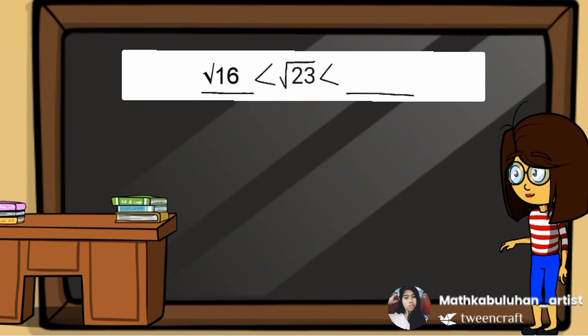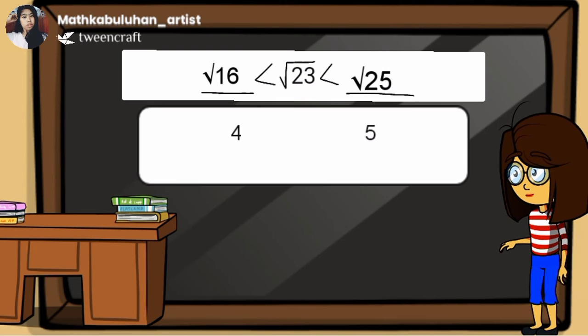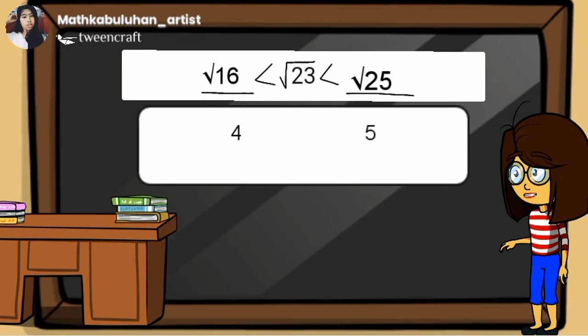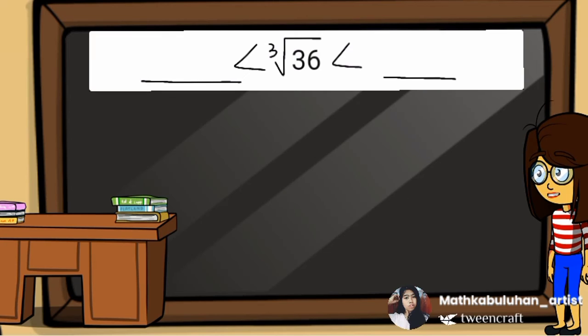And the second thing that we should do is to find the perfect square that is above 23. So what is the perfect square that is above 23? We can think that the perfect square above 23 is 25, whose square root is 5. So the consecutive integers that the square root of 23 lies between are 4 and 5. So the answer for the square root of 23 is in between 4 point ... just like that. So our next expression is the cube root of 36.